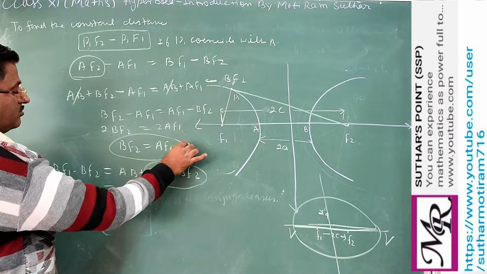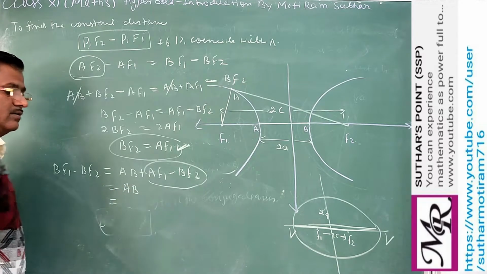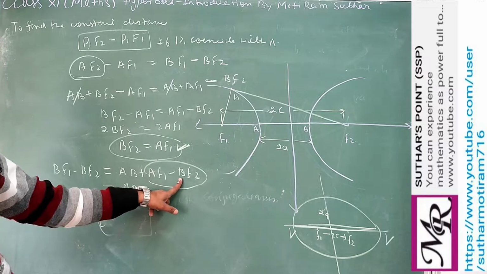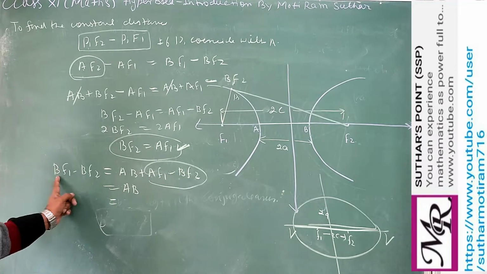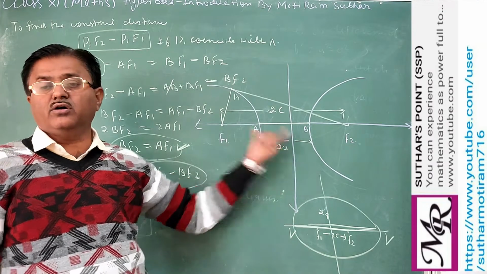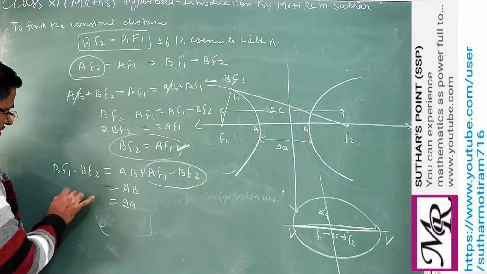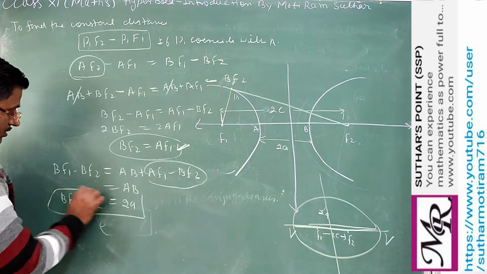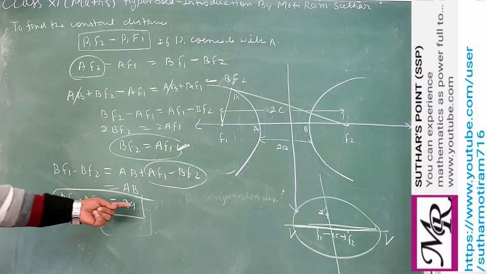In this we prove these are equal. So what do we get? Here we prove BF2 equal to AF1, but BF2 minus plus AF1, so these are equal. That's why they cancel. So finally what we get? BF1 minus BF2 equal to AB, and we are saying AB equal to 2A. So this constant difference is equal to 2A.